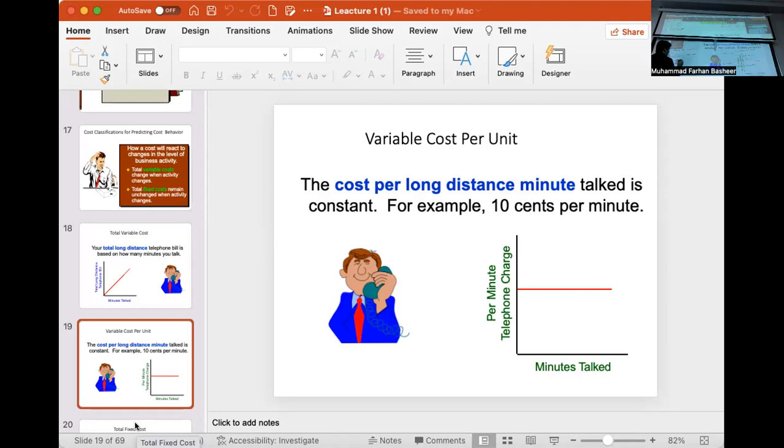Fixed cost per unit, if we produce 100,000 units, is equal to 10 million divided by 100,000, so equivalent to 100 rupees. Variable cost per unit is equal to 70 rupees, for example.